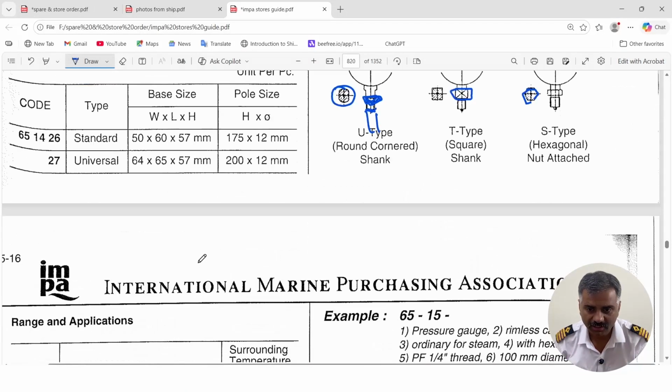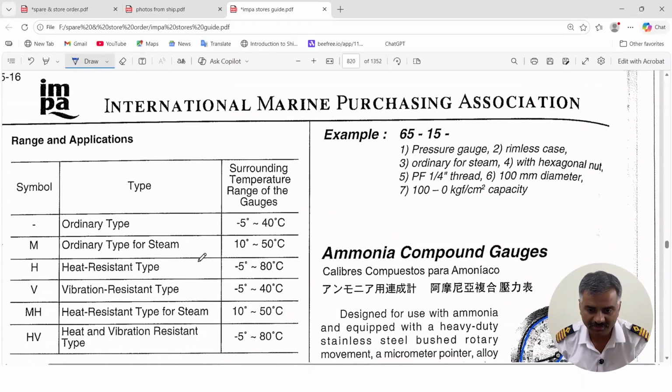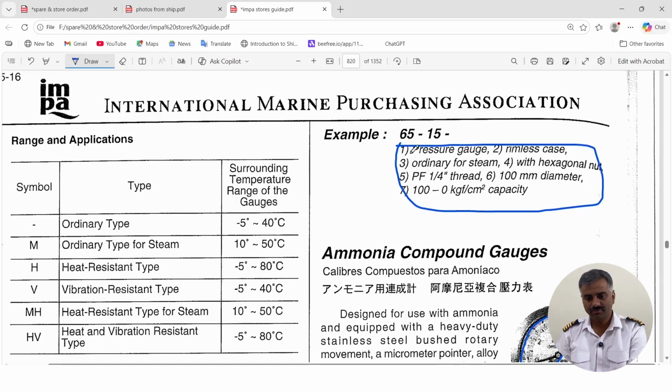6515 is for the Bourdon tube type pressure gauge. But in the last section, you have to mention the other details. With 6515 you will be ordering the pressure gauge, but every pressure gauge has to be ordered with certain details like this: number 1 is pressure gauge, you need rimless case, then you need ordinary for steam, and it is with hexagonal nut, PF.